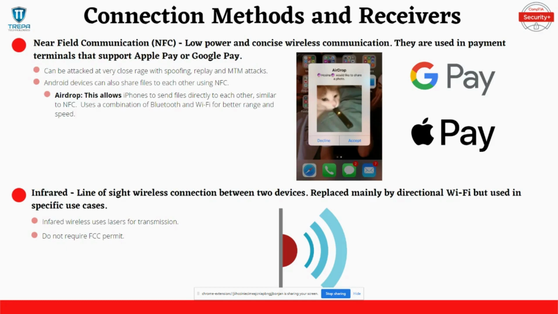Near-field communication is another connection method used in short-range transmissions. It is very low power and commonly used to support payment methods like Apple or Google Pay from your cell phones. Infrared is an outdated form of transmitting wireless signals, but we have to learn about it because it's in the Security Plus exam objectives, and it uses lasers for transmission.